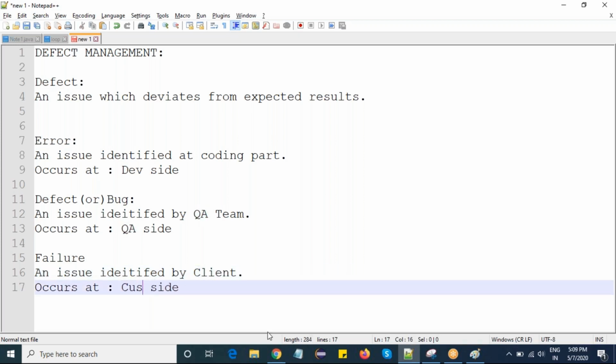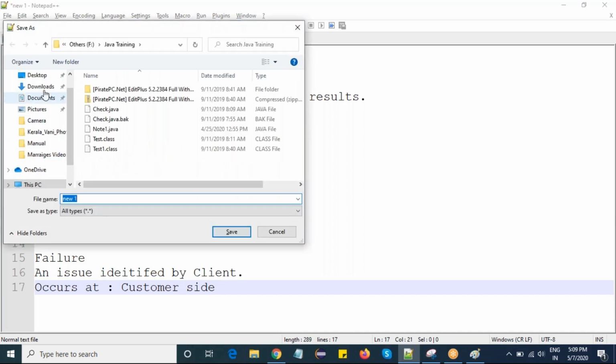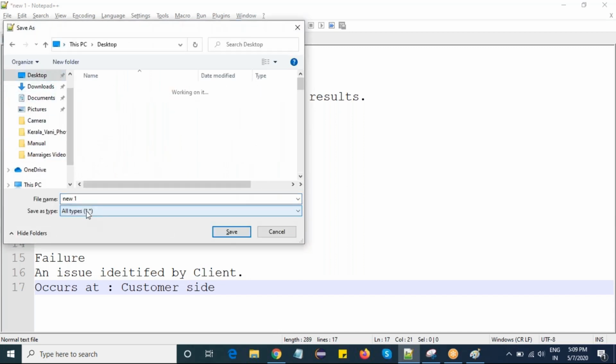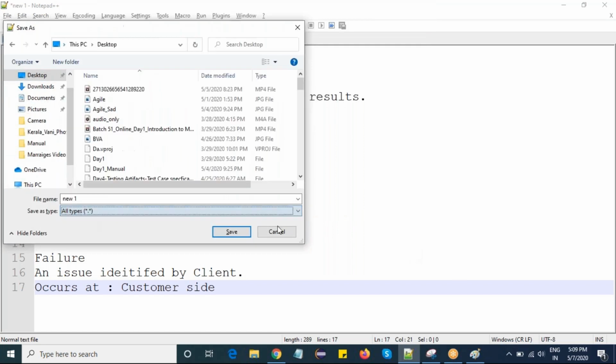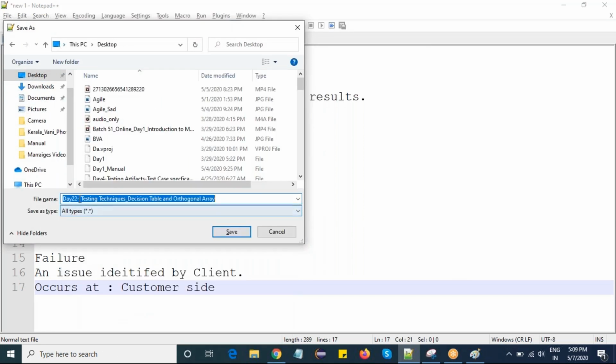So now tell me, which one is better? Issue identified at the developer side, issue identified at the QA side, or issue identified at the customer side? An issue identified at the developer side is always better. Okay, I'll save the document.